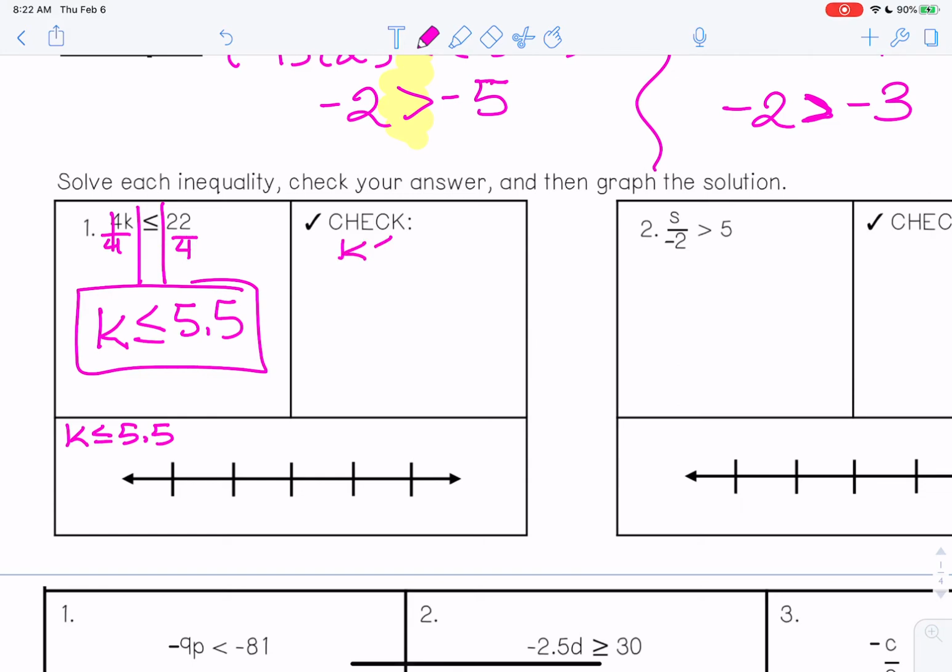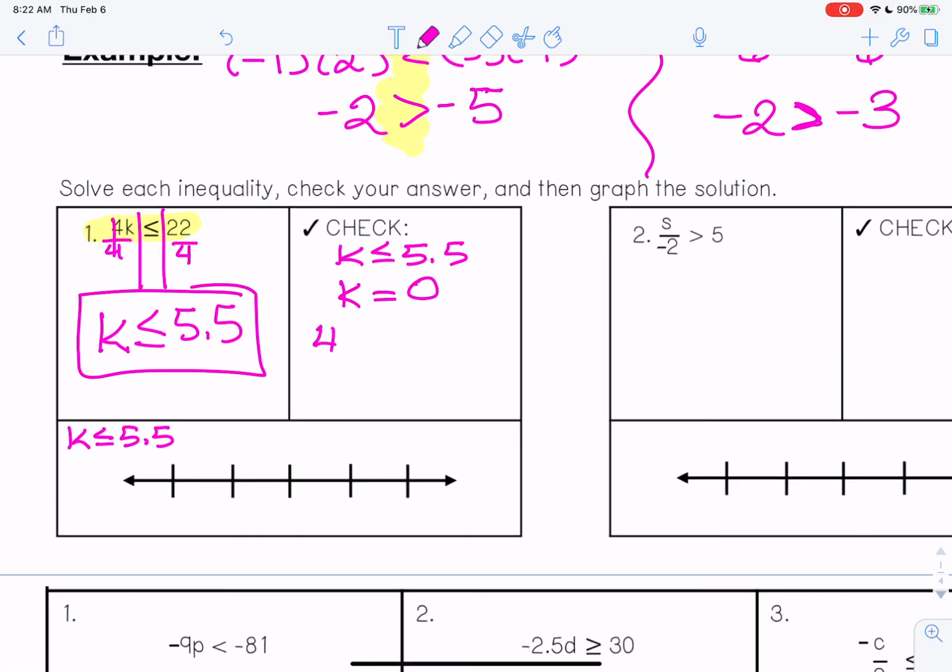Now, if k is less than or equal to 5.5, that means we can choose any number that's smaller than or equal to 5.5. And we want something to be easy, so I'm going to make it k equals 0, because why not? We now plug it into the original inequality, and we get 4 times 0 is less than or equal to 22. Well, 4 times 0 is 0, and 0 is definitely less than 22, so we did it correctly. Now we can graph our solution.